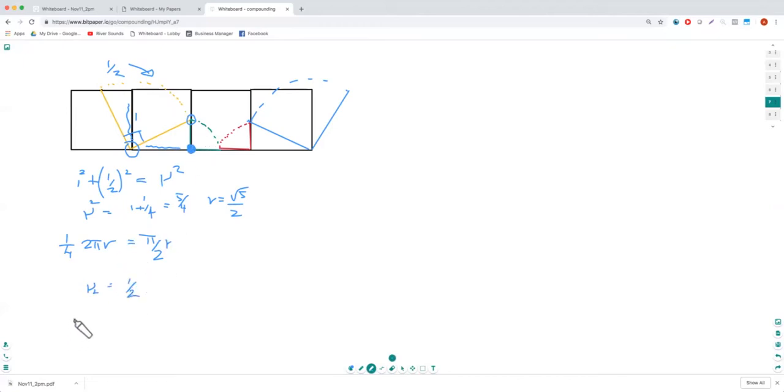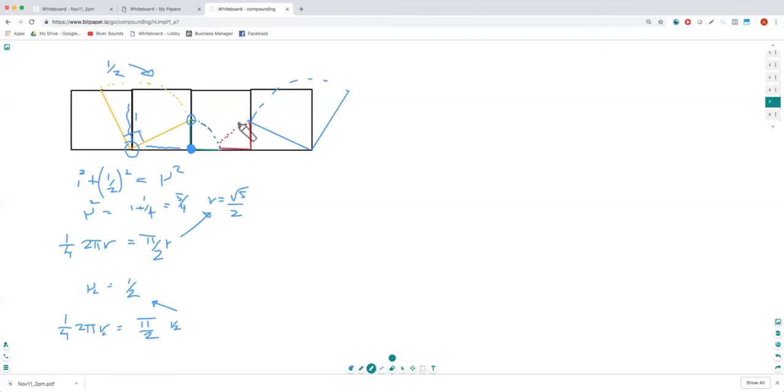So the distance traveled is going to be 1/4 of 2 pi r2, and if we cancel this out, you're going to get pi by 2 r2. So this one is pi by 2 r, and r is right here, and pi by 2 r2, and r2 is right here. And now you can see there's a nice symmetry here.